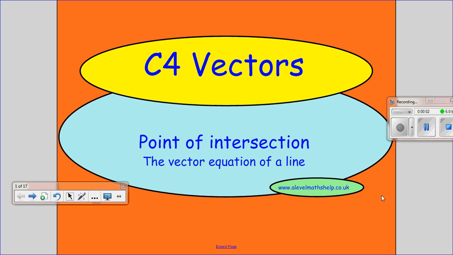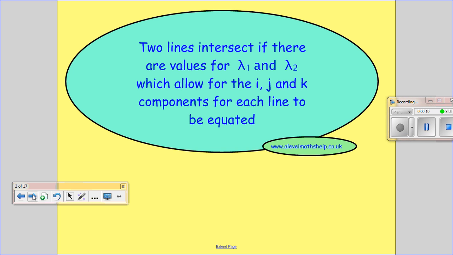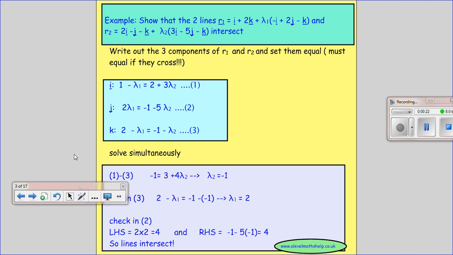Hi, so in this video we're going to be looking to see whether two lines intersect and then finding the point of intersection. Okay, so if two lines intersect, there must exist values for lambda 1 and lambda 2, the lambdas for each line, which allow for the components of i, j and k to be equated. Okay, so what does that mean?